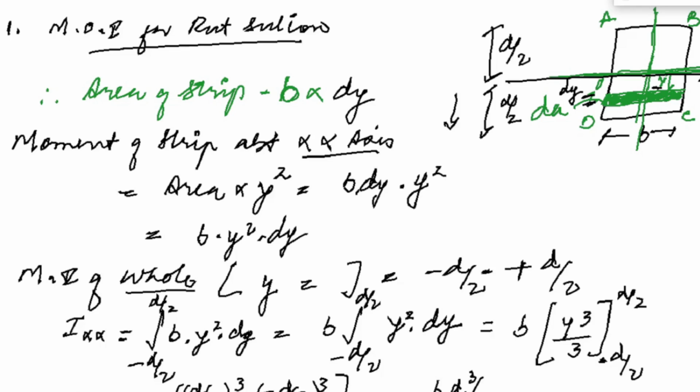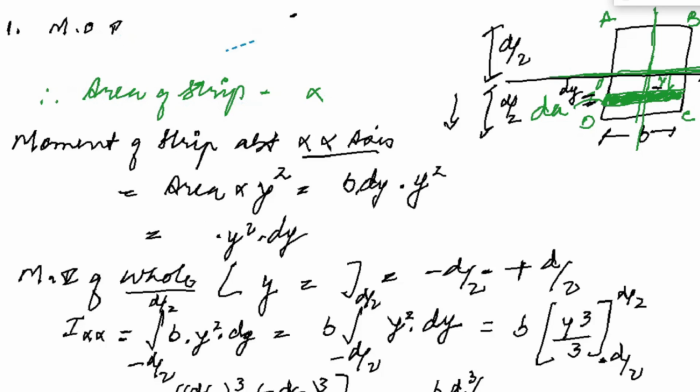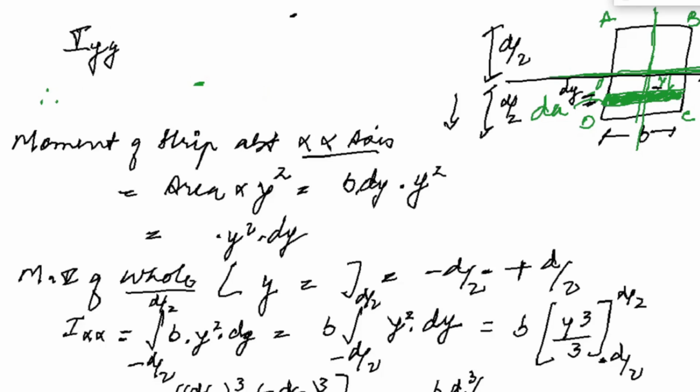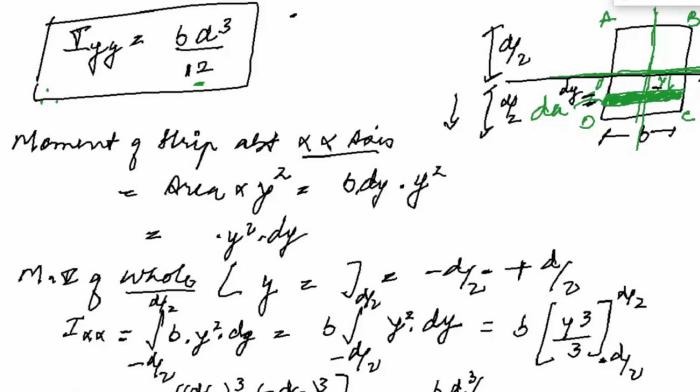Okay, this is your moment of inertia about the x-axis. And how about the moment of inertia about the y-axis? What can be the moment of inertia about the y-axis? Again, same, it will be bd cube by 12. This is our moment of inertia about the x-axis and y-axis, which comes out to be bd cube by 12 for any rectangular section.